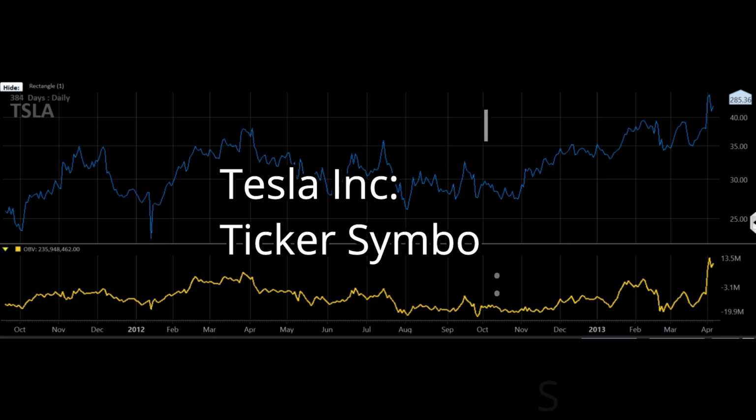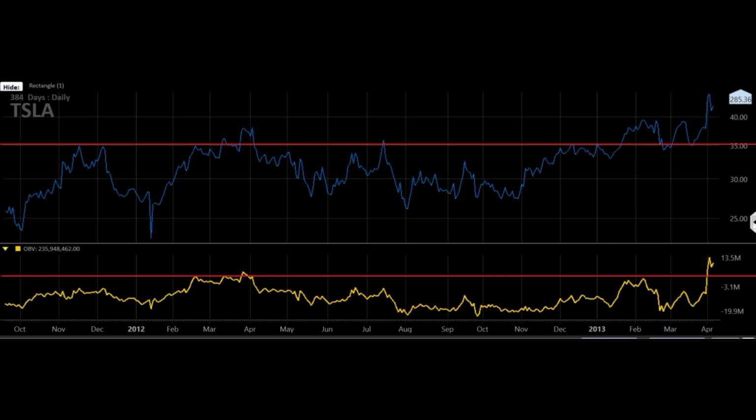Here's an example of what happened with Tesla years ago. The stock price was moving sideways most of the year 2012. I drew a red line at what I consider to be the resistance level for the stock price. I also drew a red line for the OBV line. Notice how the stock price fluctuates mostly below the resistance level. By the beginning of 2013, the stock price crossed above the resistance level, which became its support. However, the OBV line still remained below its resistance level.